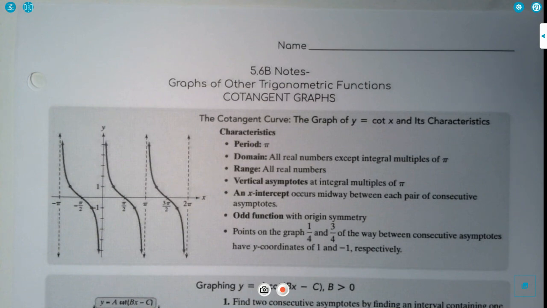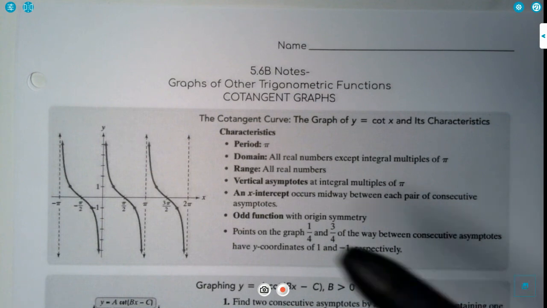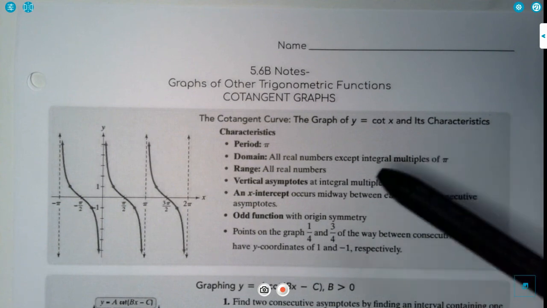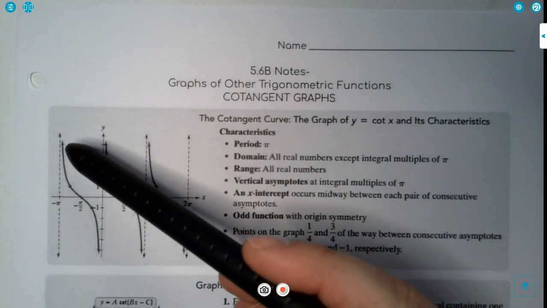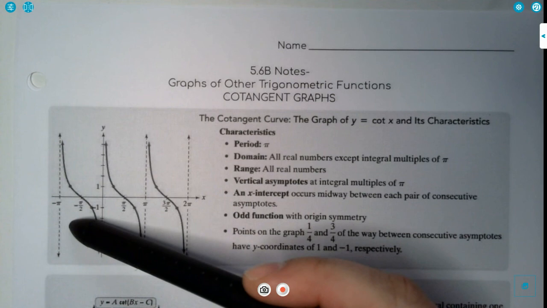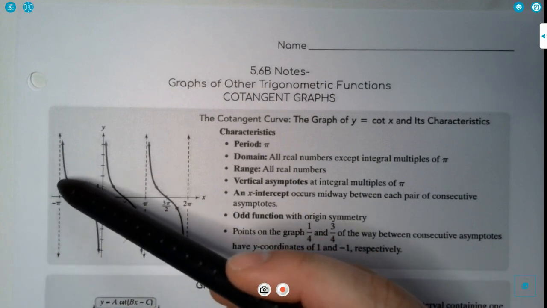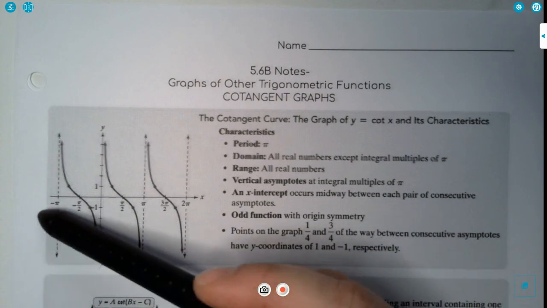Okay, so cotangent graphs are the exact same as tangent graphs, but the inverse. Okay, so cotangent graphs are the exact same as tangent graphs, except they're flippity-floppity. So instead of going from -1 to 0 to 1, they go from +1 to 0 to -1 as we go from left to right.